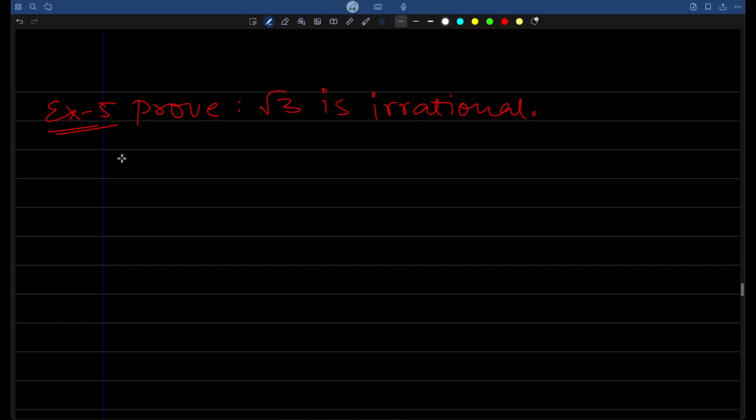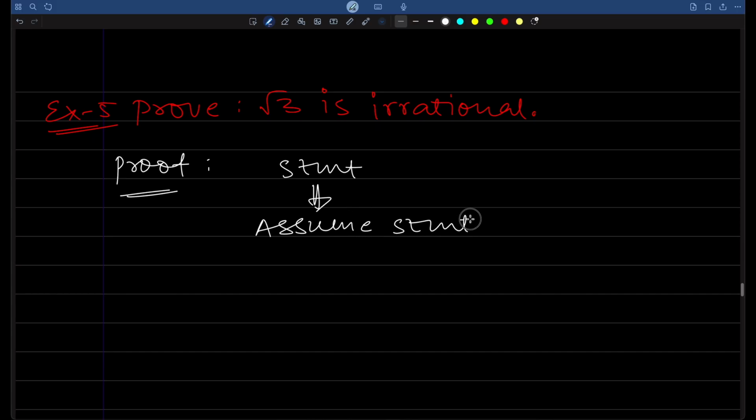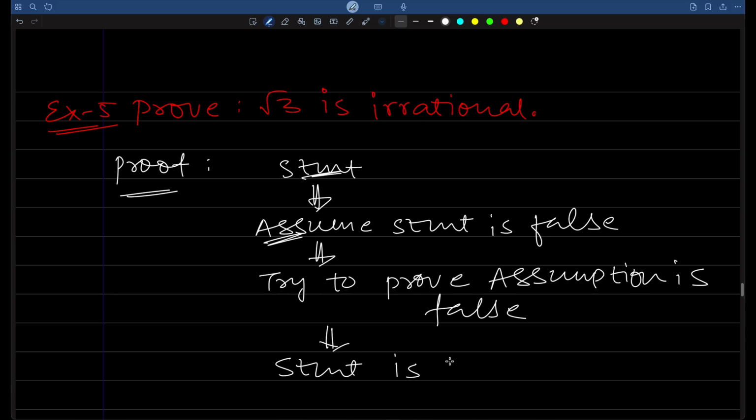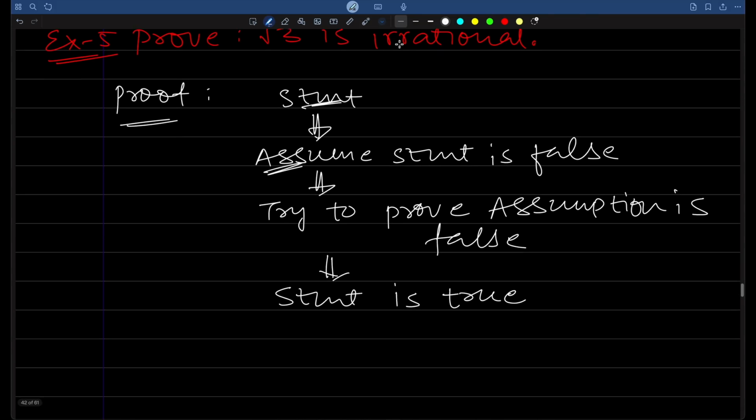The proof technique we will use is: given a statement, we will assume the statement is false, then we will try to prove that our assumption is false, and hence the given statement is true. So let us start the proof.